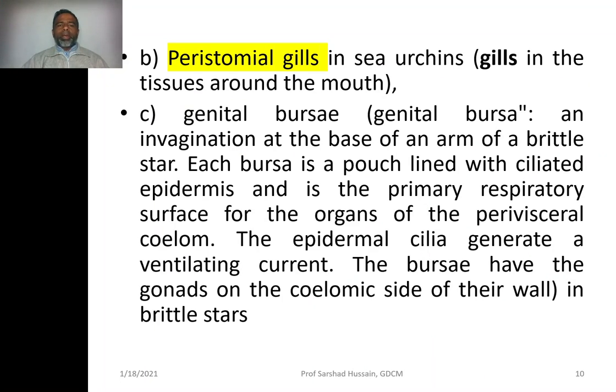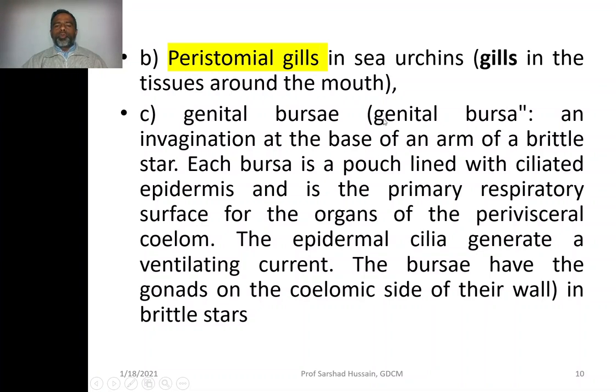Then you may have the peristomial gills. In sea urchin, peristomial gills means gills in the tissue around the mouth. So the gills are also present around the mouth. Sometimes the genital bursae are also present. And genital bursae are present in the brittle star. What are the genital bursae? They are basically invaginations. Where are they located? At the base of the arm.